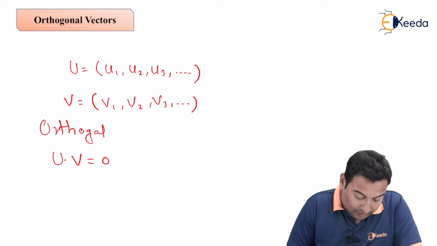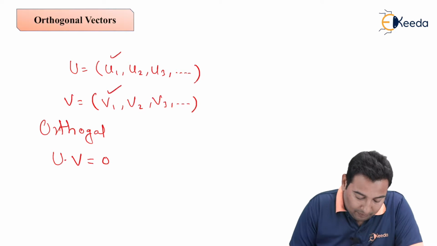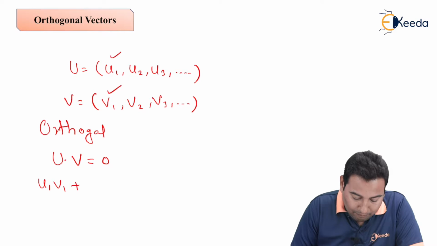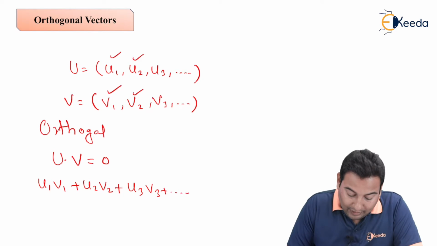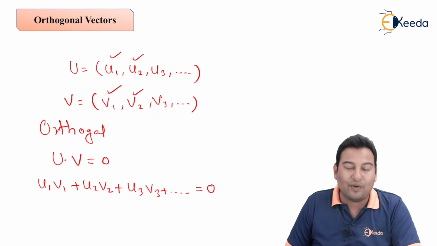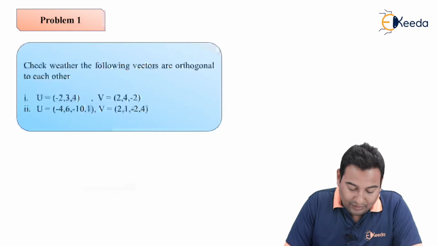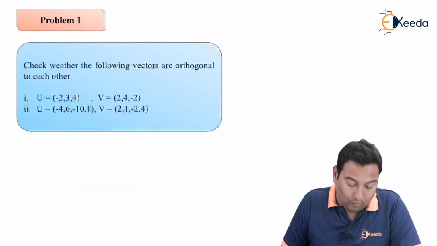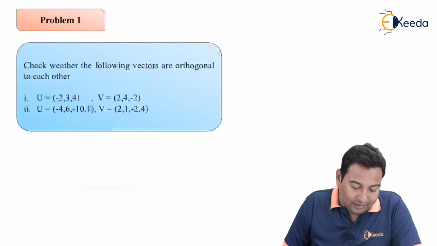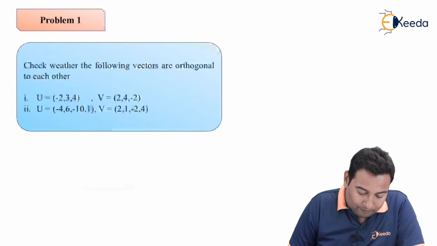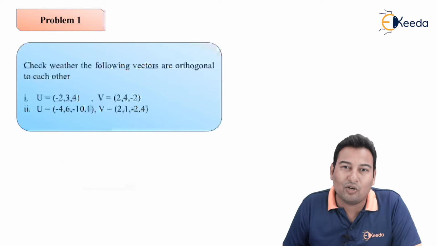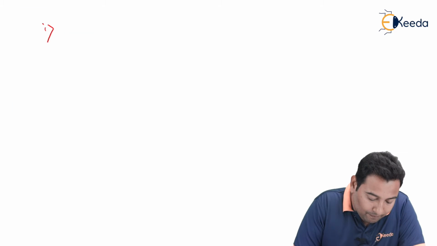What do you mean by dot product? It's very simple. u1 will be multiplied by v1, plus u2 v2, plus u3 v3, plus dot dot dot. This is the dot product, and if this dot product is 0, then the vectors are said to be orthogonal vectors. Let's see the example. This is problem number 1. Check whether the following vectors are orthogonal to each other or not. It's a very simple example. What we need to do is, we just need to prove u dot v equal to 0. Let's start with the first example.